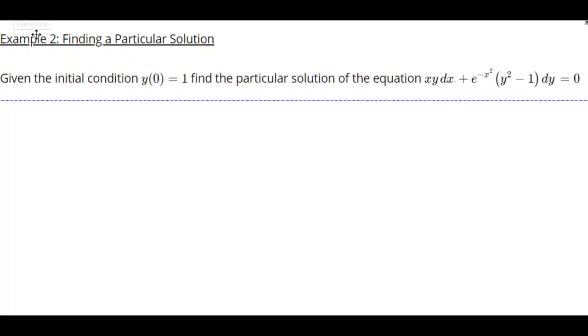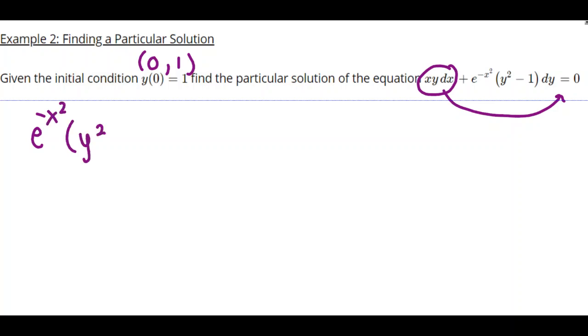Let's look at another example, and this time we're going to find a particular solution. Given the initial condition y of 0 equals 1, so that is the point 0, 1, we want to find the particular solution of this equation. So we want to move this to the other side first because we want to separate our parts. We need x's with x, y with y. So we're going to write this as e to the negative x squared times y squared minus 1 dy equals negative, because we're moving it to the other side, xy dx.